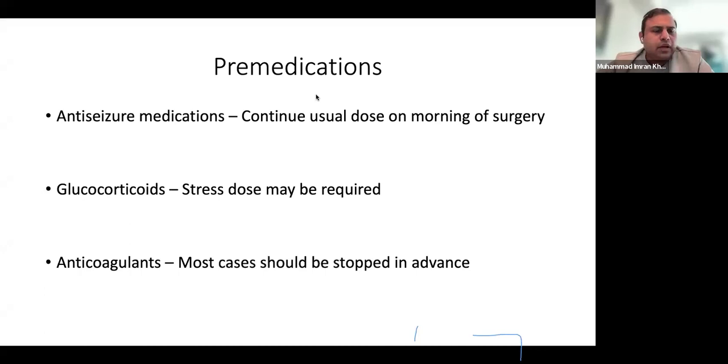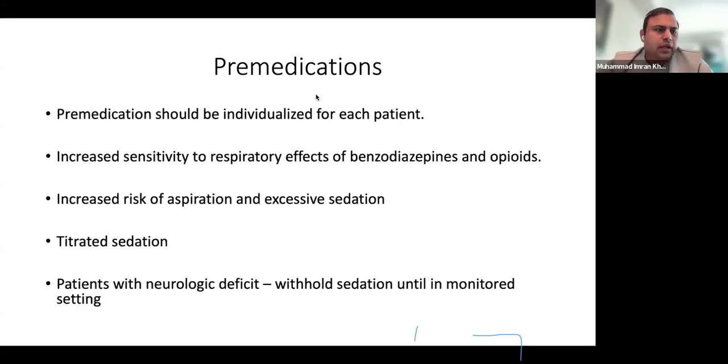And then in most cases, all the anticoagulants like aspirin, NSAIDs, and other medications that affect the coagulation system are already stopped in advance of craniotomy to make sure the risk of bleeding is not high. Then pre-medication for craniotomy should be individualized based on the patient's level of anxiety, baseline neurologic status, and comorbidities.